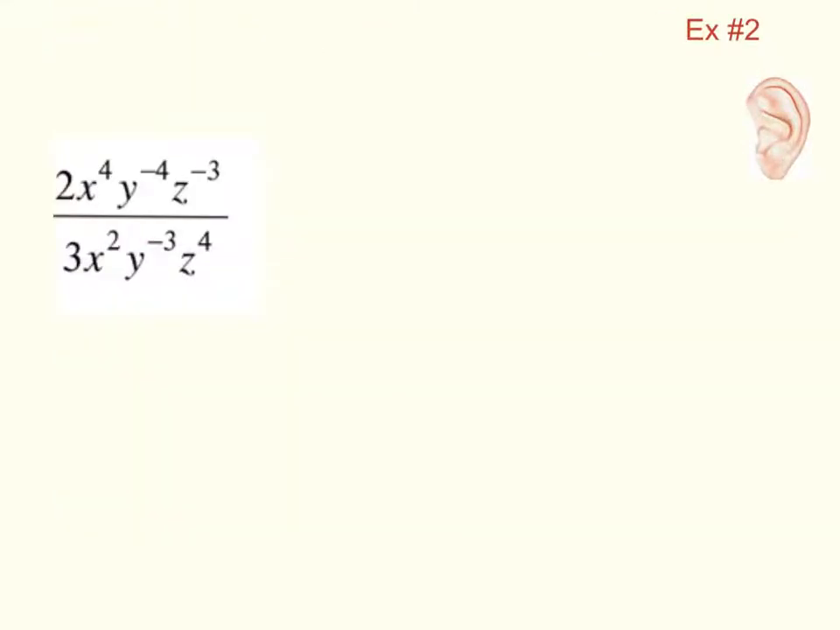I'm going to do one more real quickly for you, just to kind of show you how complicated they can get. With this one, I'm going to start with the numbers, 2 over 3. Now, that could be reduced in some cases, but in this case it can't. So you leave the 2 in the top, the 3 in the bottom.